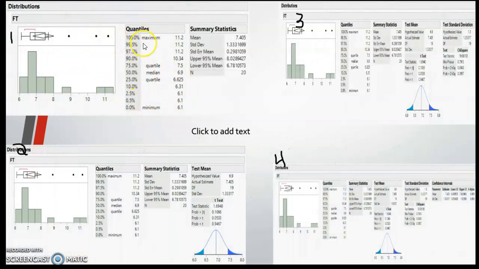This is graph 1, this is graph 2, graph 3, and graph 4.